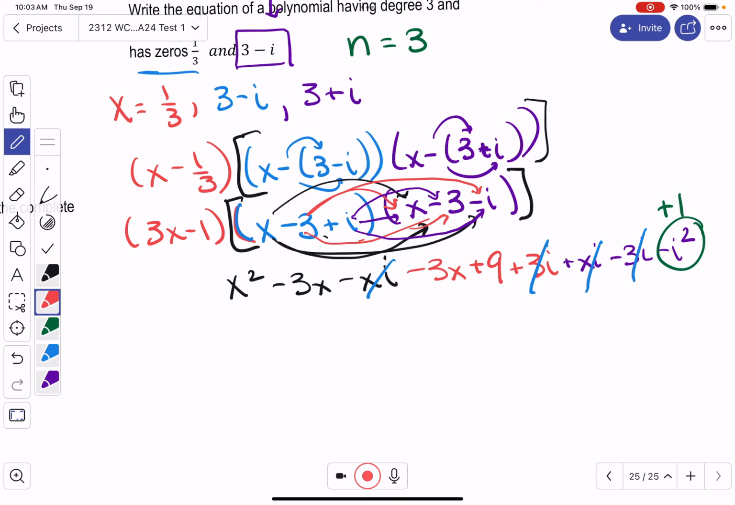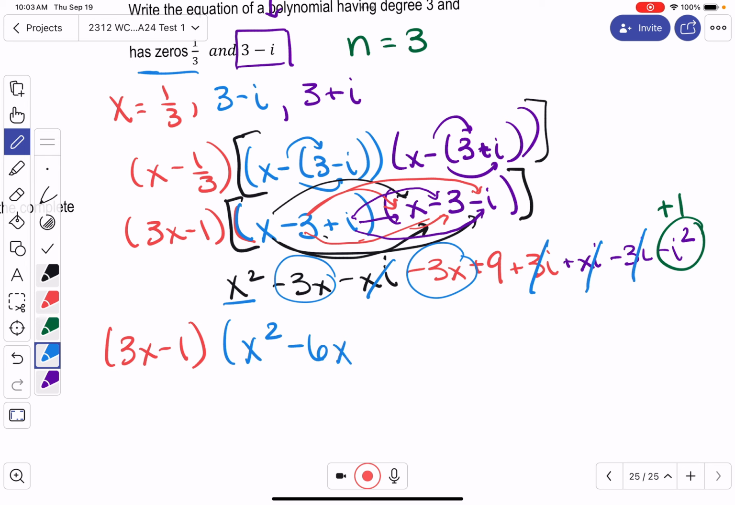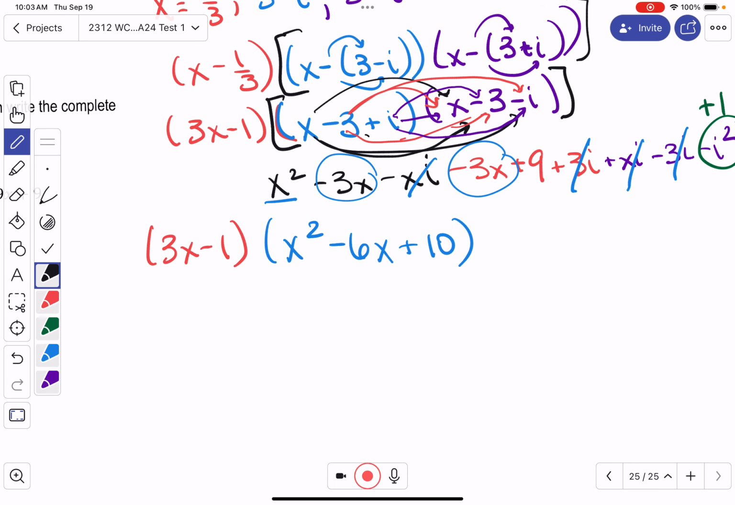So we clean things up now. In the front, you still have 3x minus 1. Then I have an x squared term right here. Negative 3x, negative 3x, that is a minus 6x. Then I have 9 plus 1, which is a positive 10. So from here I can distribute again.